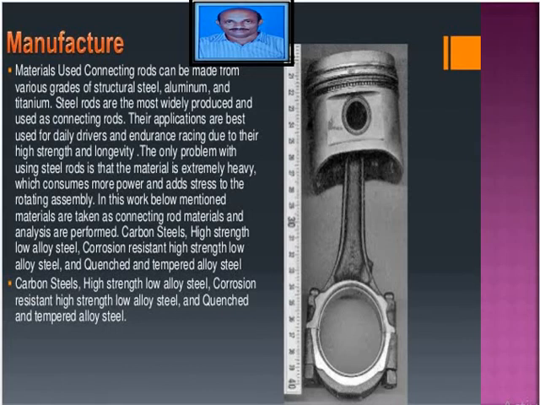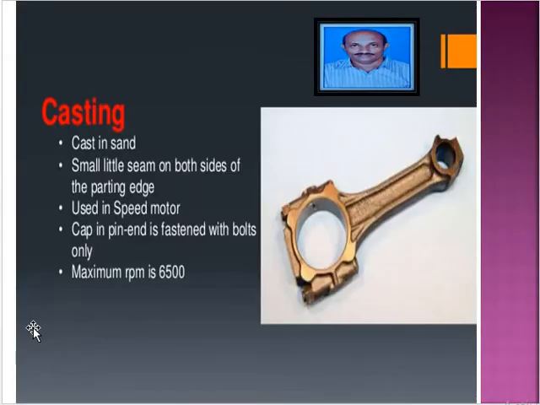So in this work, these are the materials we are going to take: carbon steels, high strength low alloy steels, corrosion resistant high strength low alloy steel, quenched and tempered alloy steels, and corrosion resistant alloy steel and tempered alloy steels, for the manufacturing of this connecting rod.